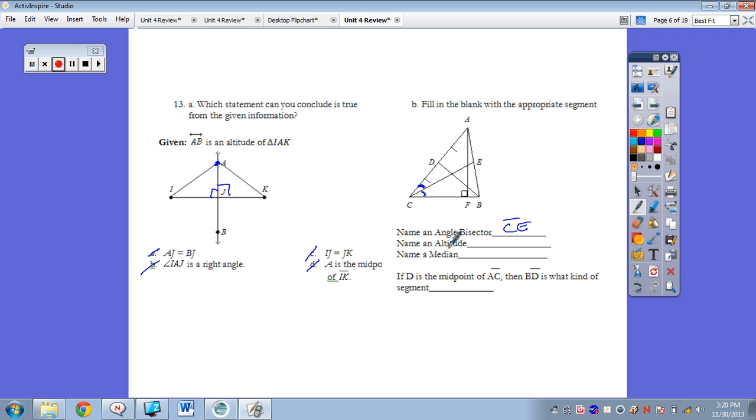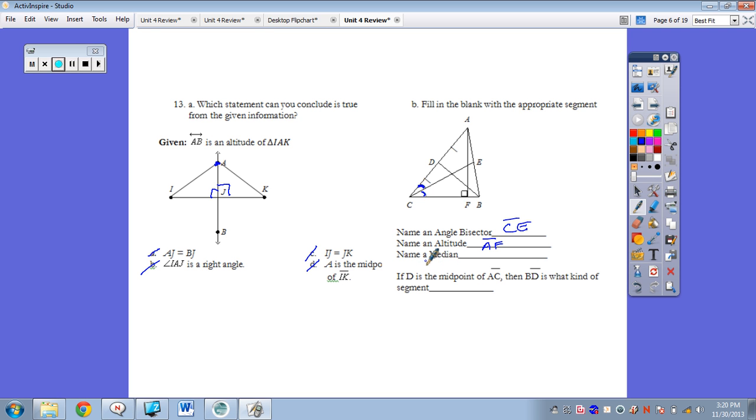Name an altitude. So just over here we said it has to start from a vertex and it has to be perpendicular to the opposite side, which means it has to form a right angle. Here's a vertex where a line starts, it drops down, is perpendicular to the opposite side, so that makes segment AF an altitude.